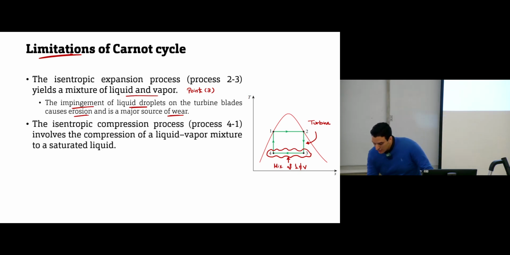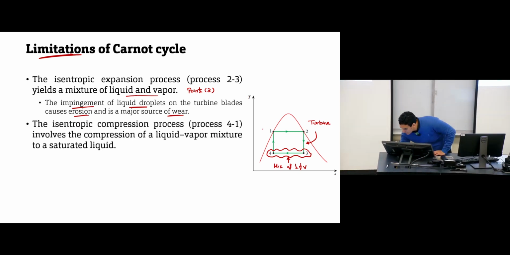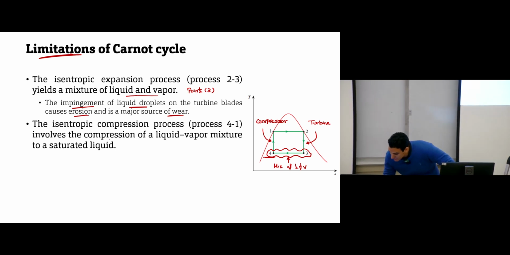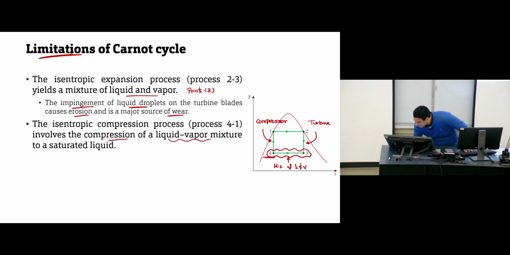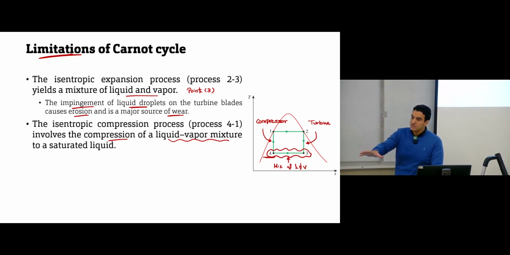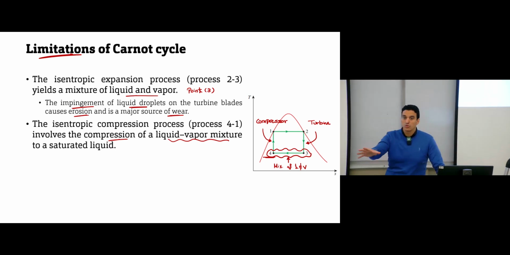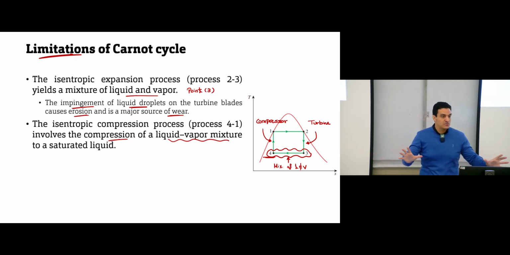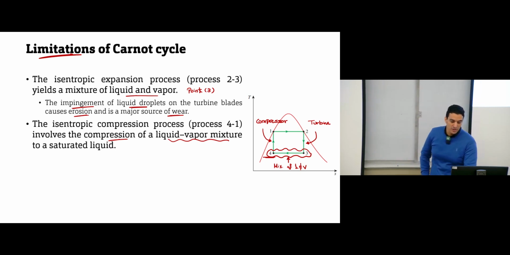The other problem is the isentropic compression, process 4 to 1, which happens inside the compressor. The inlet to the compressor is point number 4, and point number 4 is also a mixture of liquid and vapor. Again, it's very hard to compress a liquid-vapor mixture at the same time. The compressor also has plates and is designed just to work with vapor. We have pumps, which can be used to compress liquids, and compressors used to compress vapor or gases. But we don't have equipment to compress two phases at the same time. This is very hard to achieve in real life.